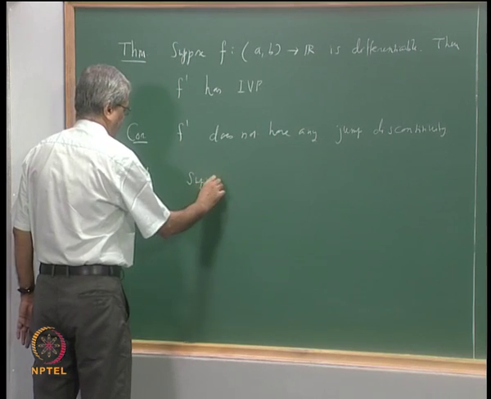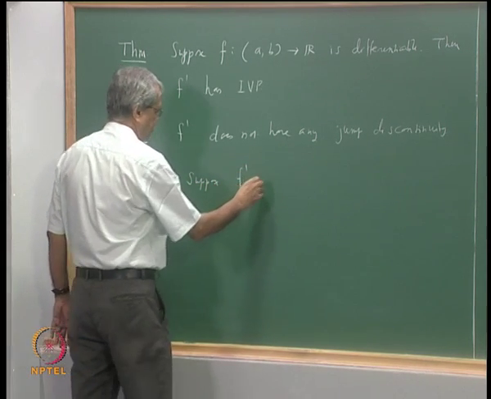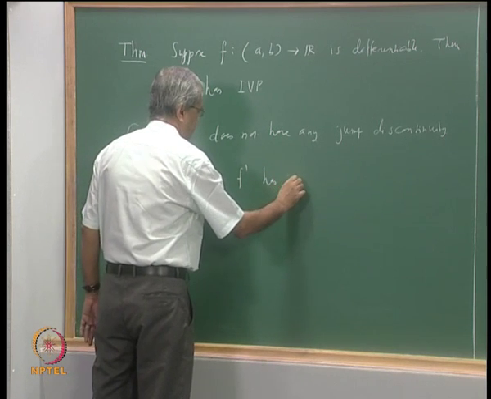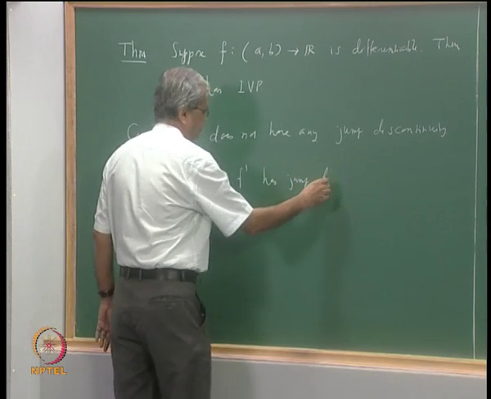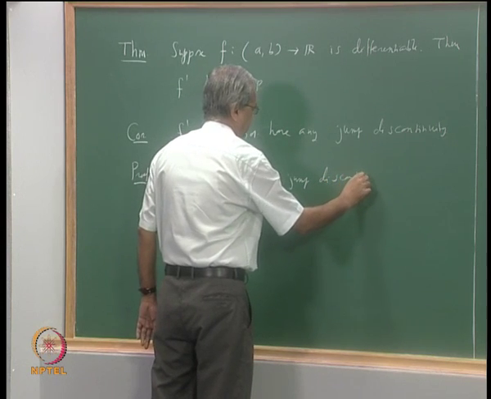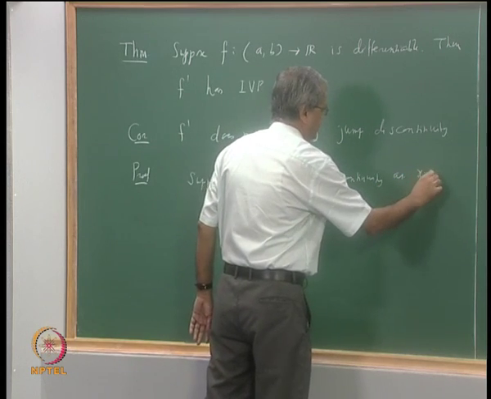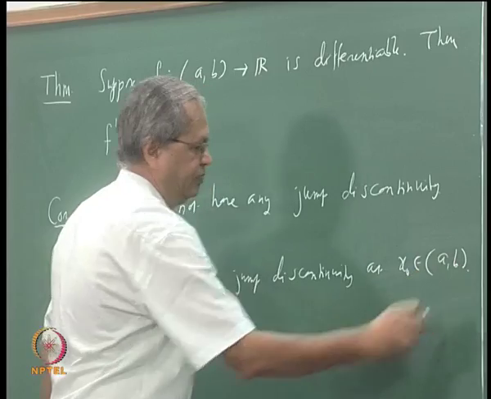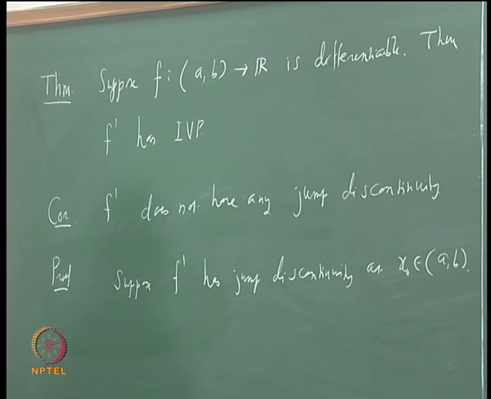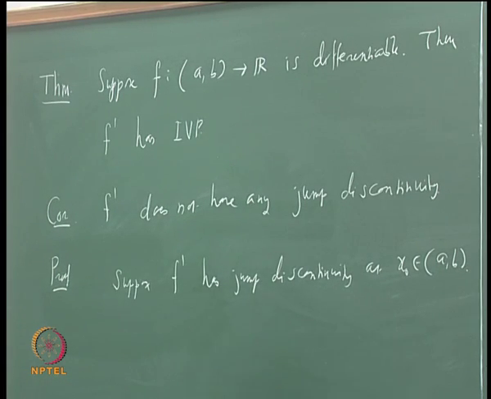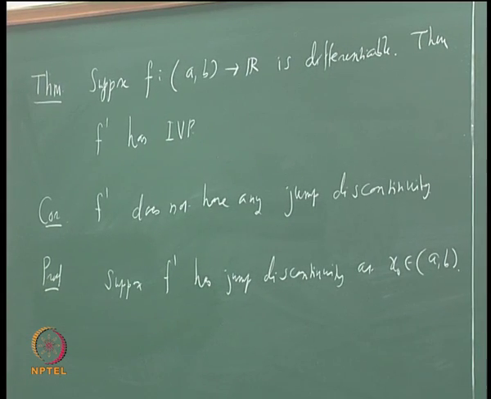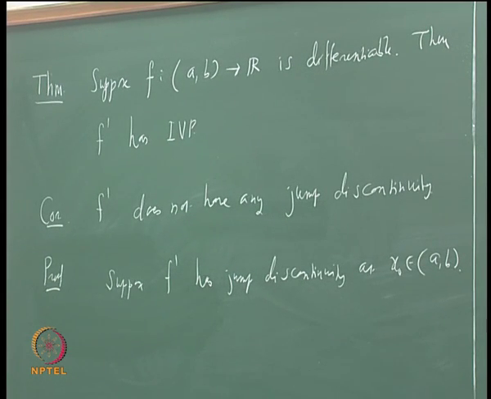Suppose f prime has jump discontinuity at some point x naught in (a, b). What does that mean? It means that the limit of f prime as x goes to x naught exists, that is left hand limit exists, right hand limit exists, but those are different. Okay. That is the meaning of jump discontinuity. Okay.